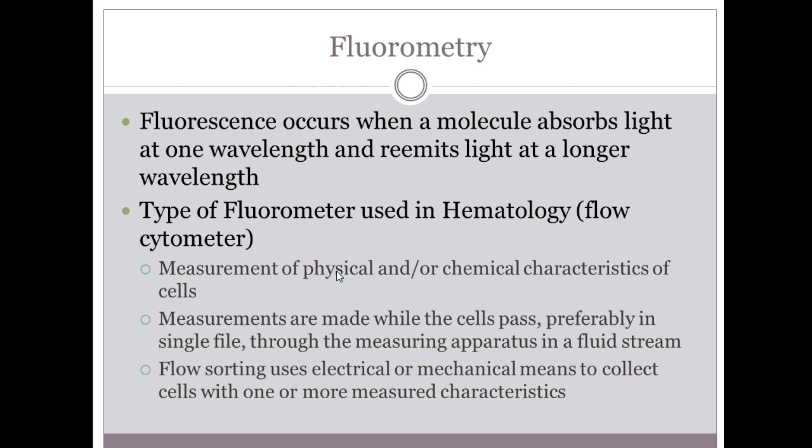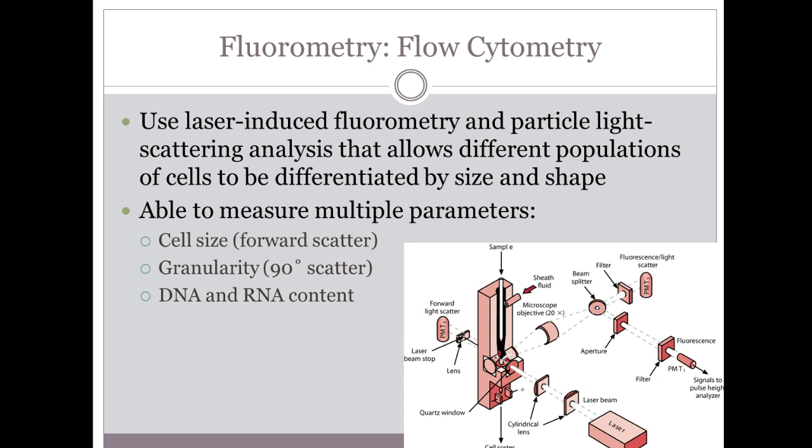All right, fluorometry. This one is when fluorescence occurs when a molecule absorbs light at one wavelength and re-emits it at a longer wavelength. Some types of fluorometers used are in hematology, such as a flow cytometer. The measurement of physical or chemical characteristics of cells. Measurements are made when the cells pass through, usually single file line, and then it uses flow sorting with electrical or mechanical means. I have pictures, don't worry, to collect cells with one or more measured characteristics.